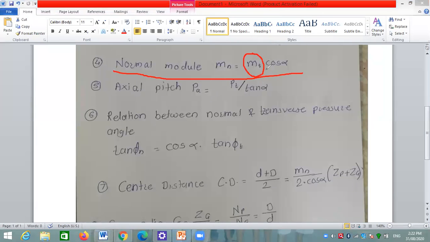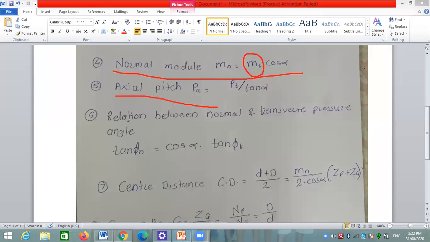Mt into cos of alpha. Okay, then axial pitch. The formula for axial pitch, denoted by capital P suffix A, is equal to Pt divided by tan of alpha. Don't get confused between alpha and phi. Alpha is the helix angle and phi is the pressure angle. If there is a phi n, then it is the normal pressure angle, and if there is a phi t, then it is the transverse pressure angle.